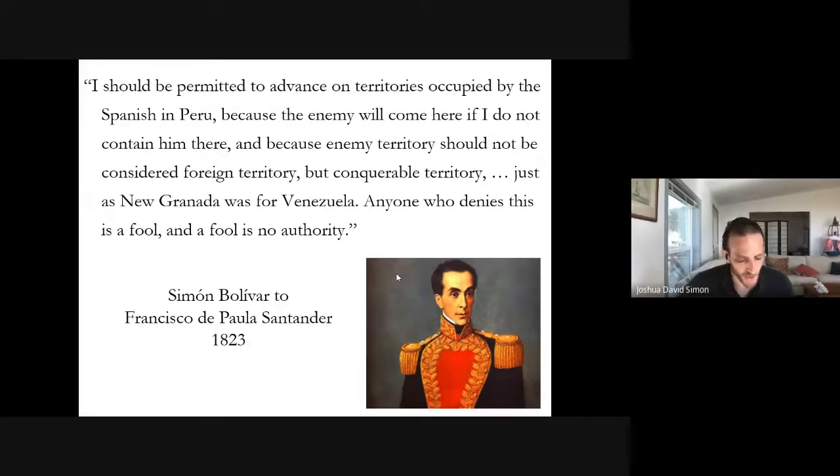Consider the blunt argument that Simón Bolívar offered his vice president as he readied the Colombian army to cross into royalist-occupied viceroyalty of Peru. He said, "I should be permitted to advance on territories occupied by the Spanish in Peru because the enemy will come here if I do not contain him there, and because enemy territory should not be considered foreign territory, but conquerable territory, just as New Granada was for Venezuela. Anyone who denies this is a fool, and a fool is no authority." This is the first form of aggressive anti-imperialism, imperialist anti-imperialism.